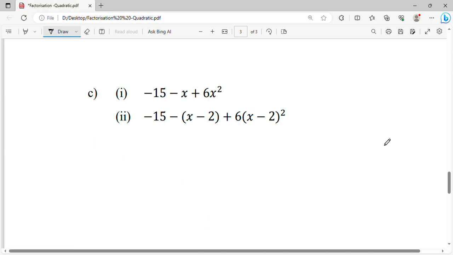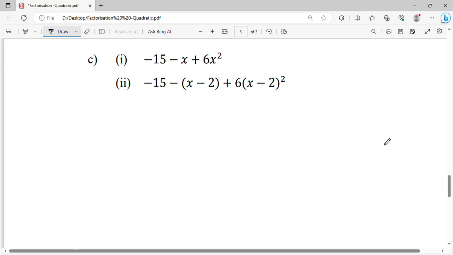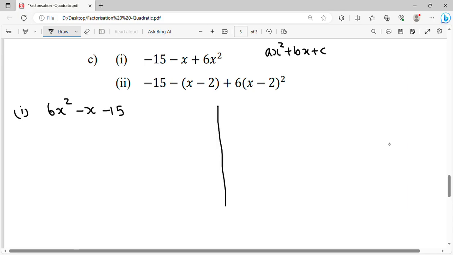Now, when you do quadratic factorization, always remember that you need to rewrite. Look at this question. It's totally not in the format ax squared plus bx plus c. So you need to first rearrange or rewrite it as 6x squared minus x minus 15. So it has to be in the format ax squared plus bx plus c. And then we do the same thing. Now here your p is 6 multiplied by negative 15, which is negative 90, and s is minus 1. So what are my factors?